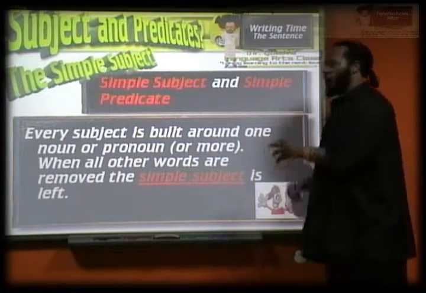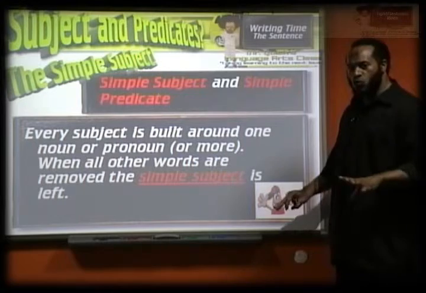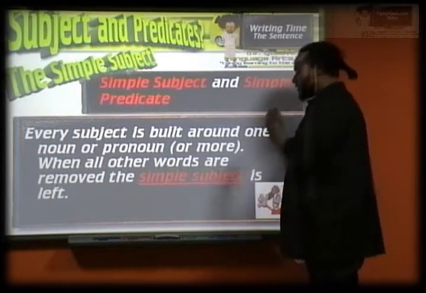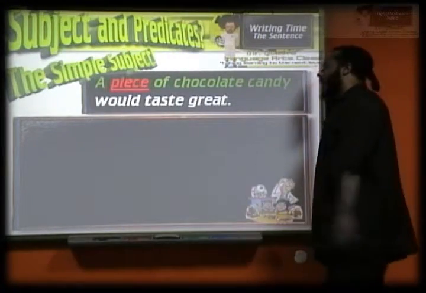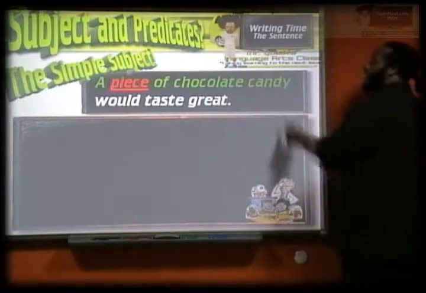When all the other words that are not important are removed from the complete subject, you have the simple subject that is left. And let's see an example of this, of course. A piece of chocolate candy would taste great. The complete subject here is a piece of chocolate candy.